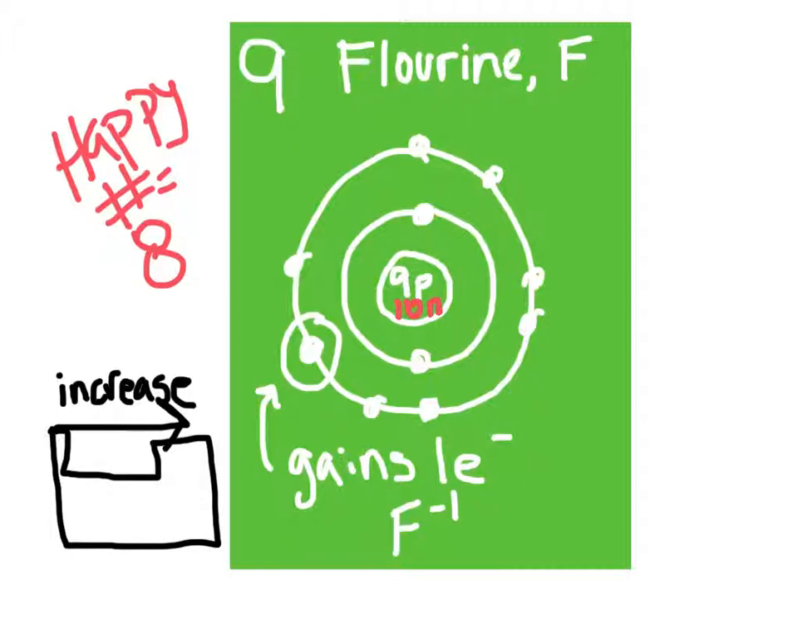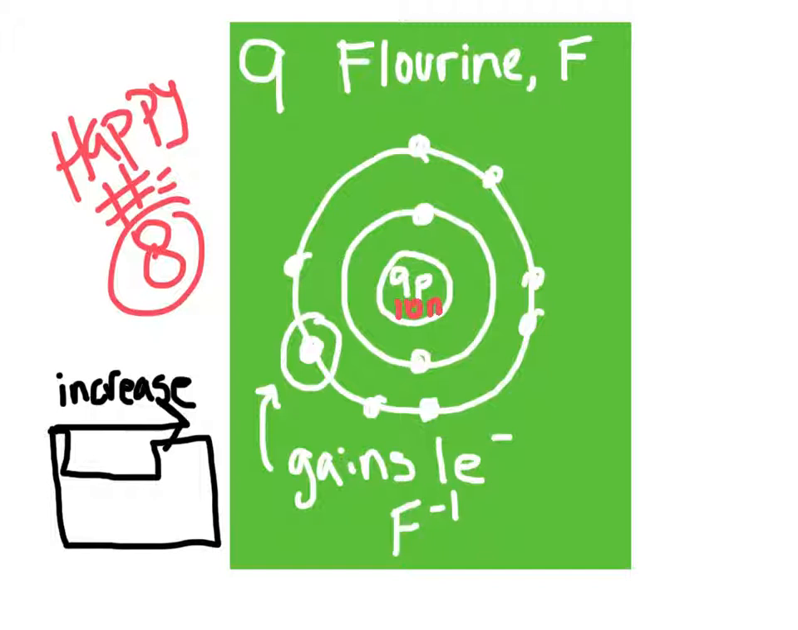Nonmetals will always gain enough electrons in order to get that happy number 8. So if you're working with anything in group number 6, like oxygen or sulfur, they have 6 valence electrons. So how many more do they need to get 8? They need to gain 2. So on your card, you will say gains 2, and draw in 2 more electrons in the outer shell.